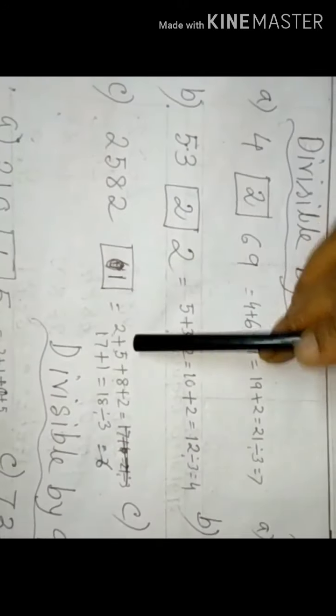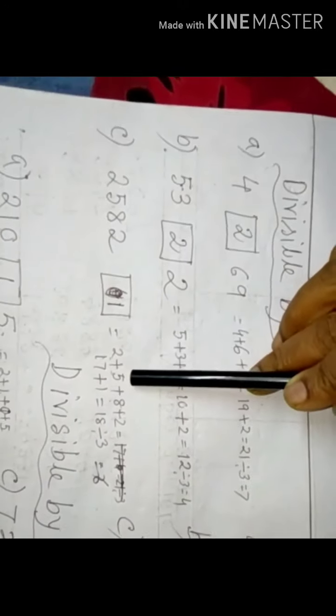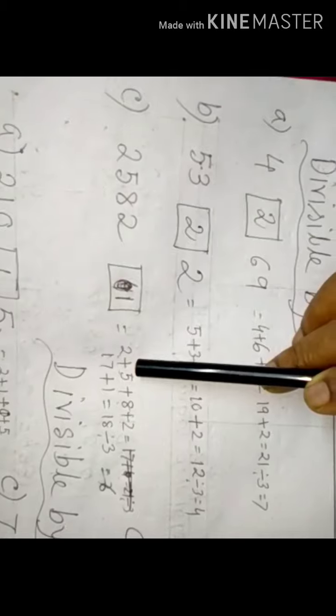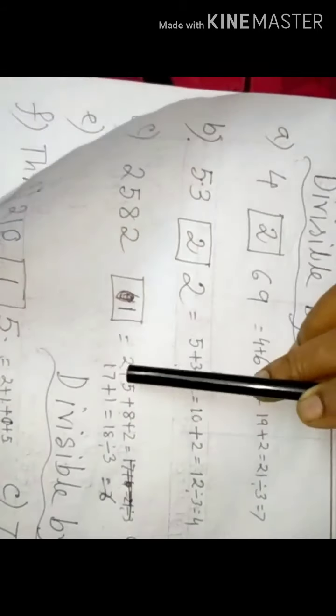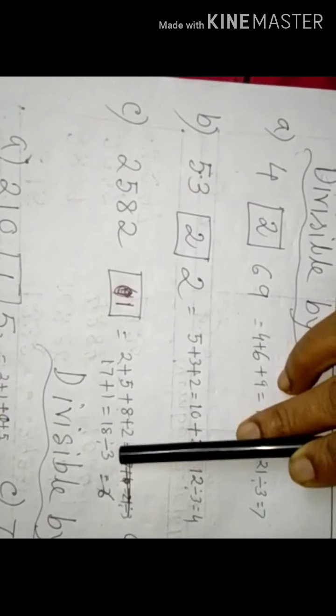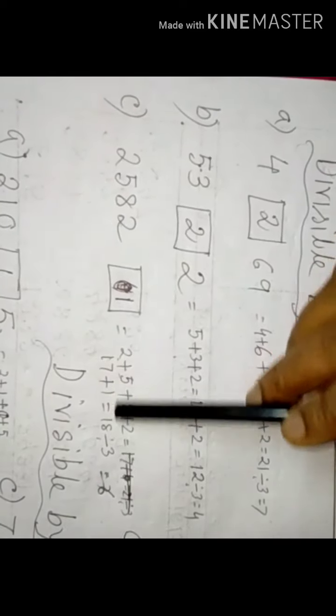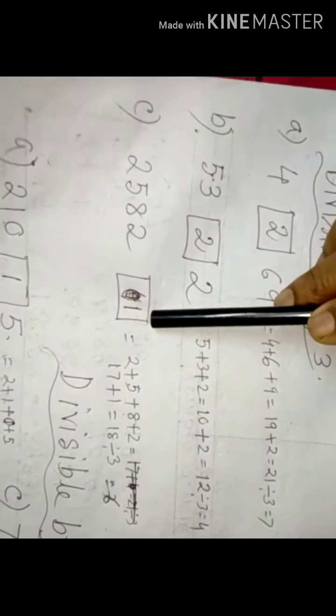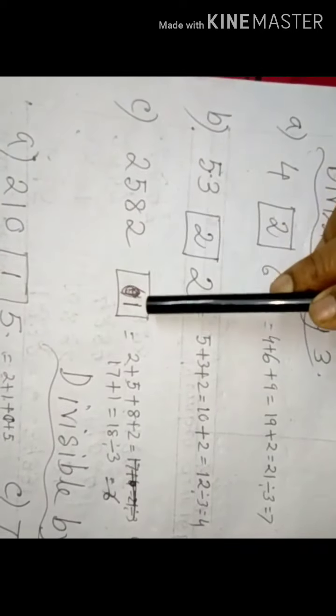2, 5, 8, 2. 2 plus 5 plus 8 plus 2. 2 plus 5 is 7, 8 more is 15, 16, 17. So 17 plus 1 is 18. 18 divided by 3 is 6. So the digit is 1: 2, 5, 8, 2, 1.